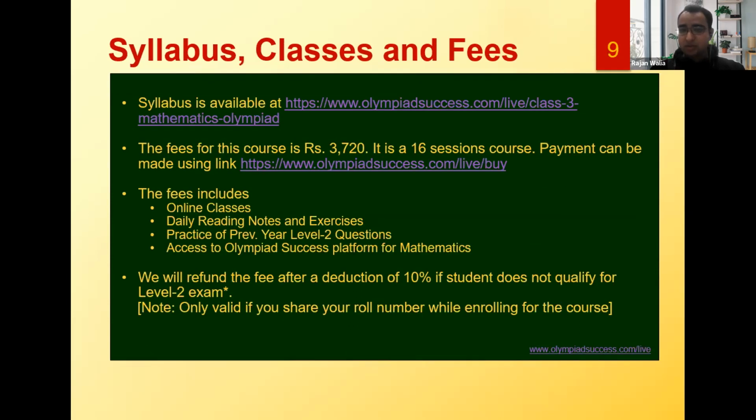The fee for this course is 3,720. There will be 16 sessions in this course. The payment link I will share in the chat box. The fee includes online classes, daily reading notes and exercises, and practice of previous year level 2 questions. And like I said, you will get access to the Olympiad Success platform for content and also previous year mock tests, the level 2 mock test.